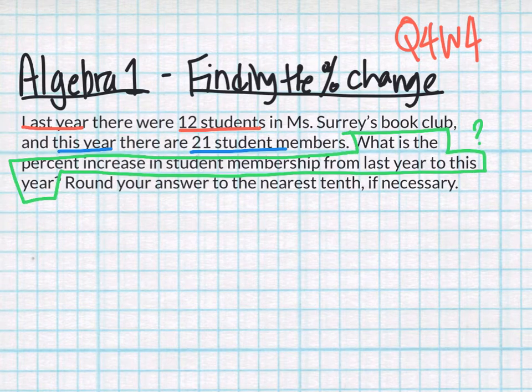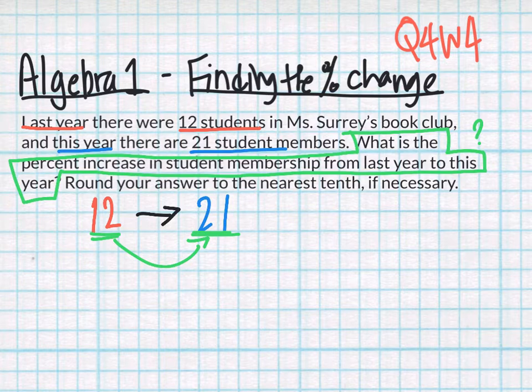So percent increase is how much did it change? So how many students did it increase by? So it starts at 12 and it goes up to 21. What did I have to add to 12 to get it to 21? Well, I can go backwards if it's easier, and I can do 21 minus 12. And that's going to give me 9. So it increased by 9 students. But now I need to turn that into a percent.